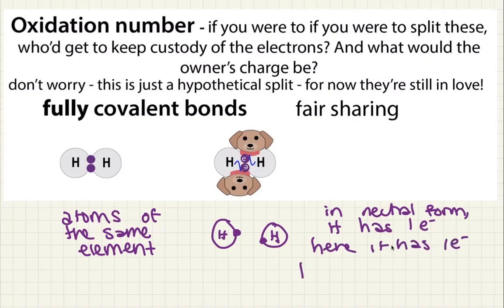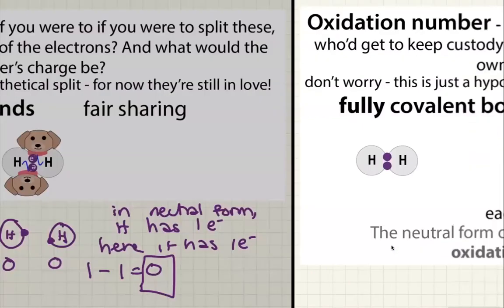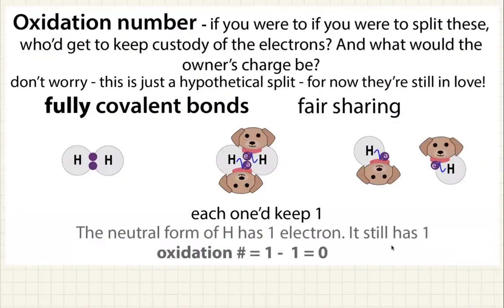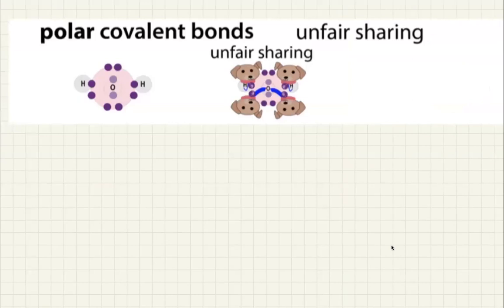And so if we have 1 minus 1 equals 0, we end up with an oxidation state of 0 for each of these. And in fact, that is exactly what we see. So that was a nonpolar covalent bond. But now let's think about a polar covalent bond. In this case, we're going to have unfair sharing. Let's take the example of water, H2O.